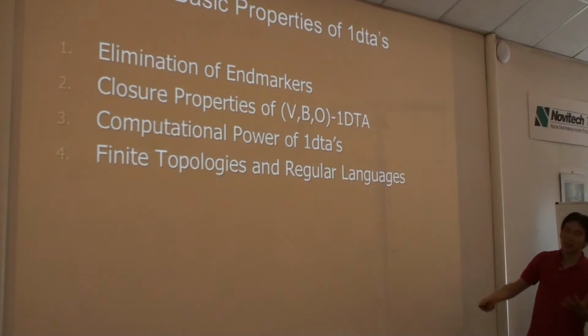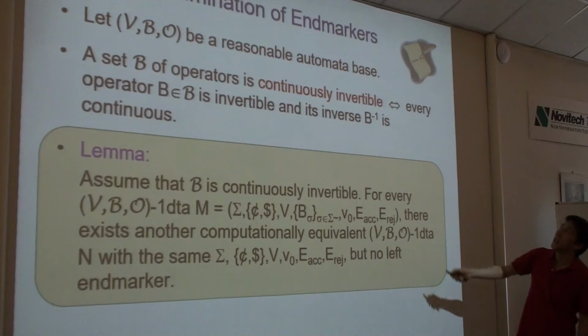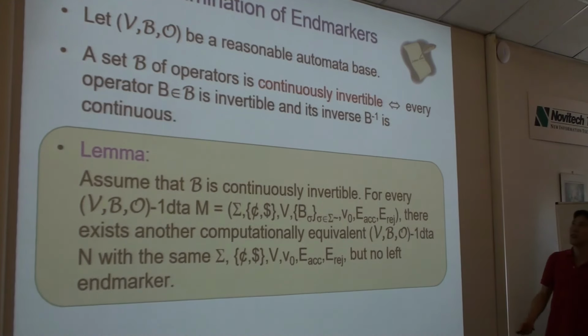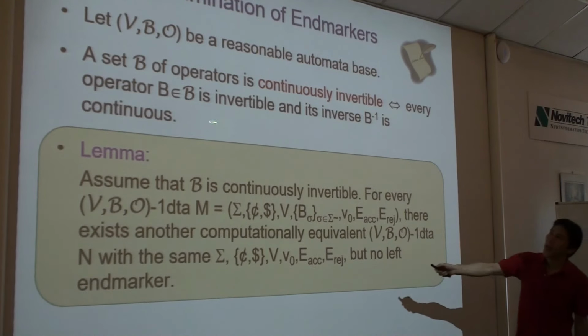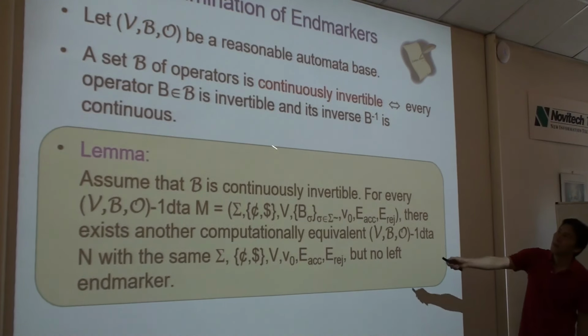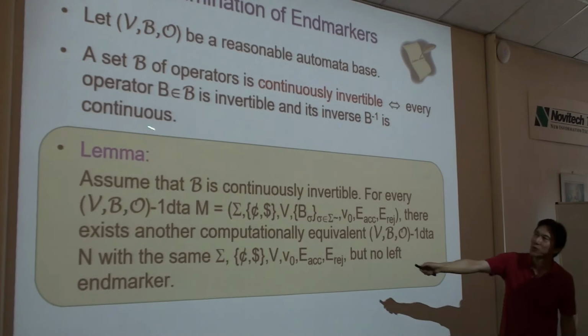Okay. Now I'm going to explain the basic property of this new machine model. First of all, under a certain condition, we can eliminate the end markers. The use of the end marker is not really necessary. An operator set is called continuously invertible if and only if every operator that belongs to this set B is invertible, and also its inverse, say B to the minus 1, is also continuous.